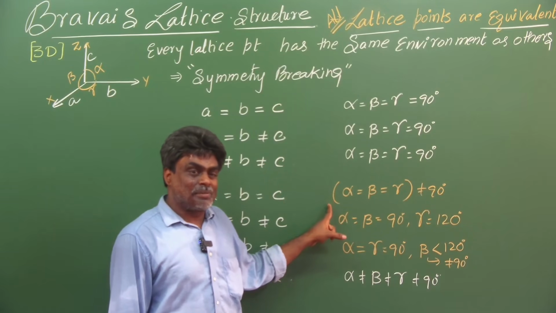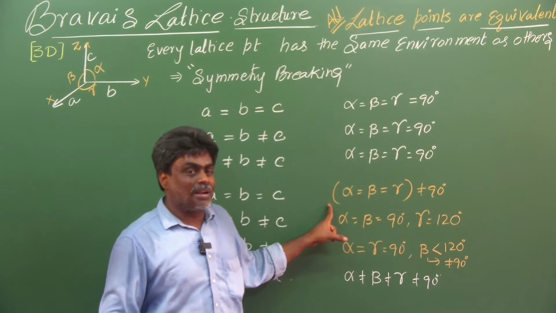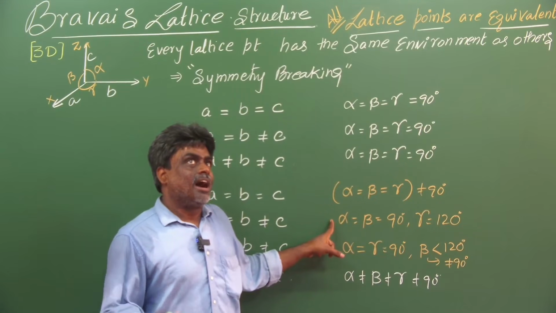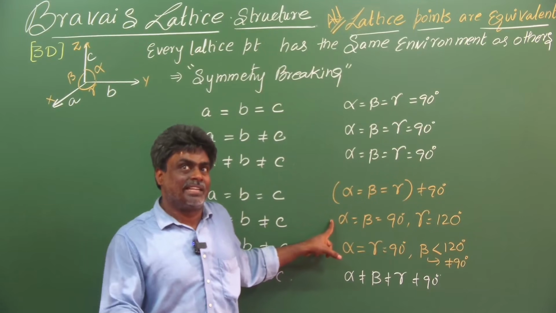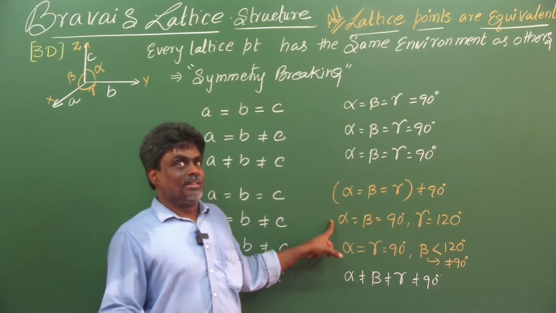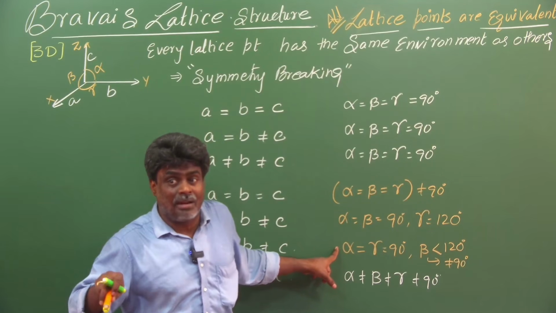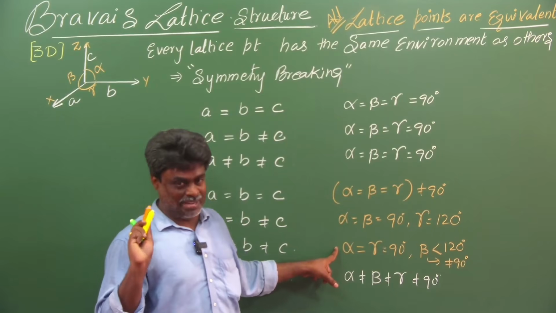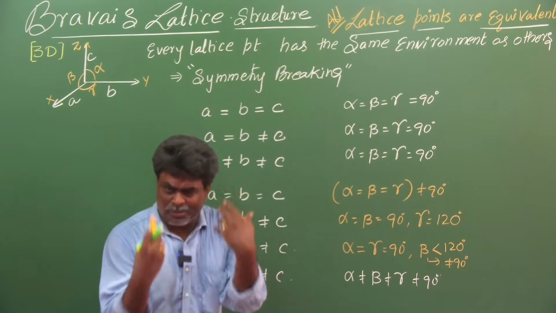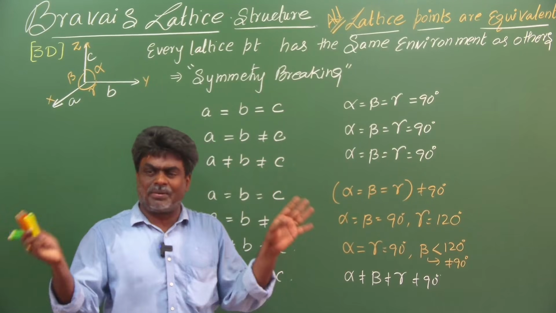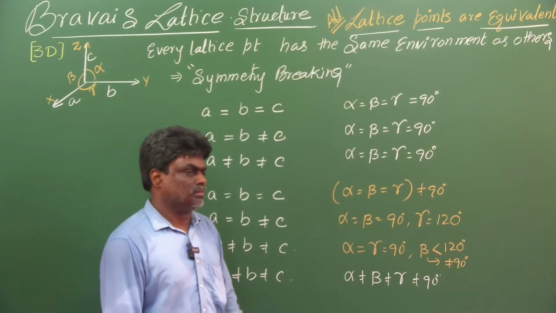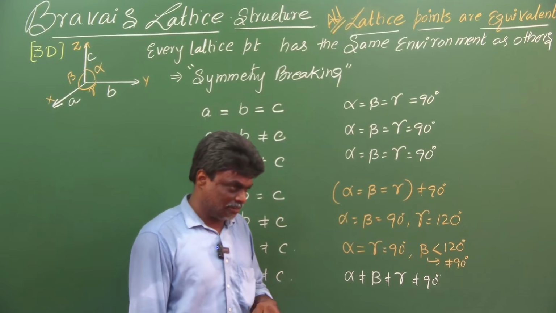So, alpha equal to beta equal to gamma but not equal to 90. Next, alpha equal to beta equal to 90. Next, alpha equal to gamma equal to 90, beta less than 120 not equal to 90. Next, alpha not equal to beta not equal to gamma not equal to 90. Full asymmetry, there is no symmetry at all.